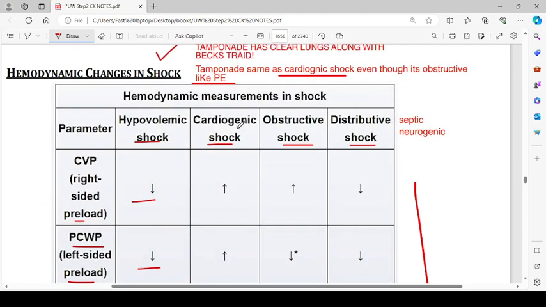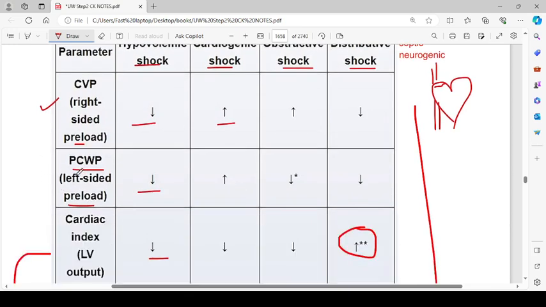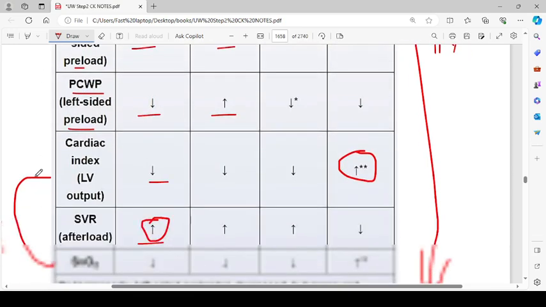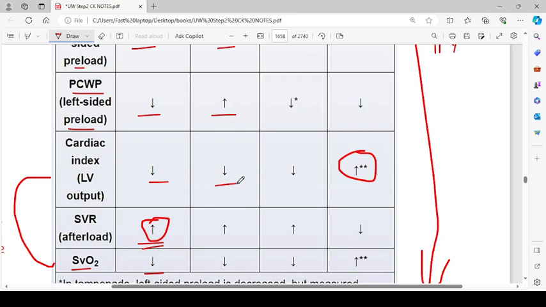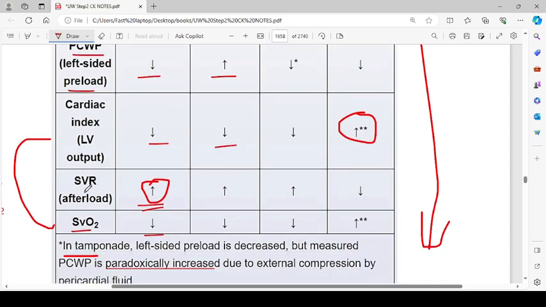Then we have cardiogenic shock. So central venous pressure will increase in cardiogenic shock because the problem is that the heart is not pumping, like in systolic heart failure. So the central venous pressure increases because the blood is pooling in the heart, right? The superior vena cava and inferior vena cava, the blood will start pooling in them as well, and the central venous pressure will increase, right? The pulmonary capillary wedge pressure will also increase. The cardiac index will decrease because the heart is not pumping. The left ventricular output will be low. Systemic vascular resistance will increase because of sympathetic vasoconstriction, and SvO2 will decrease.